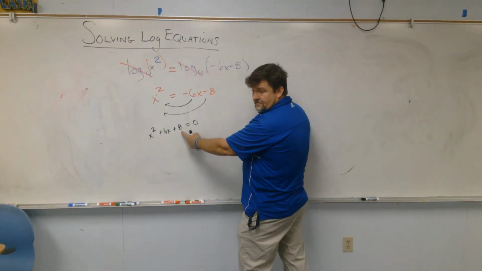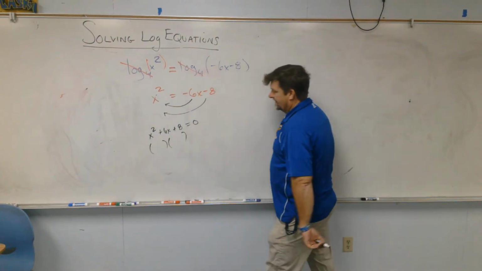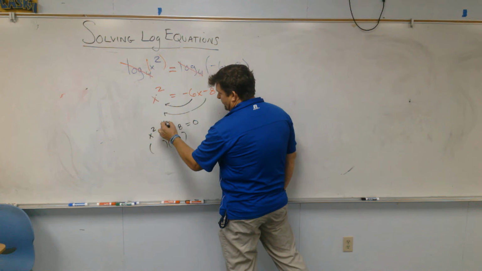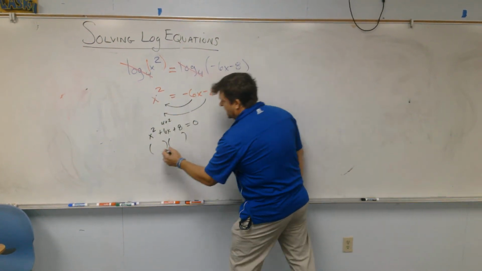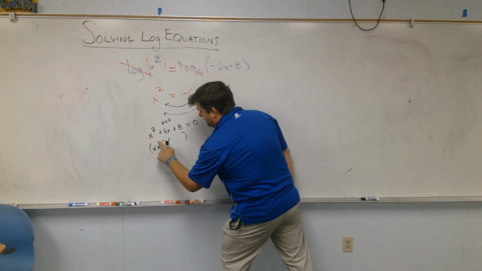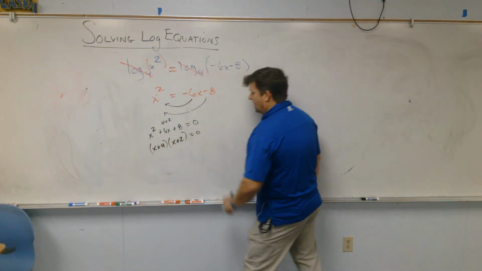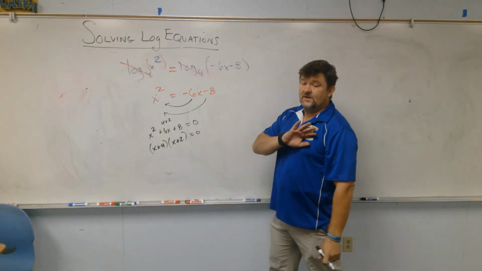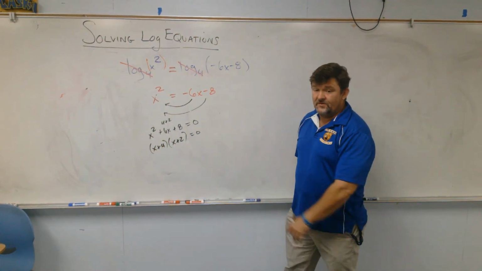What multiplies to make 8 but adds to make 6? My two parentheses. I do know that 4 plus 2 makes 6. If I do 4 times 2, it makes 8. So therefore I have x plus 4 times x plus 2 equals 0. I use what's called the zero product property. Those of you that are moving on, this right here from here down is probably one of the most important things you'll ever do.